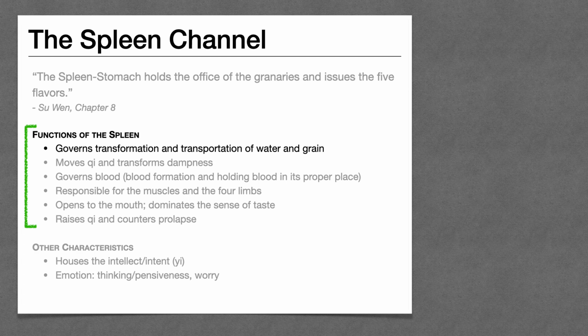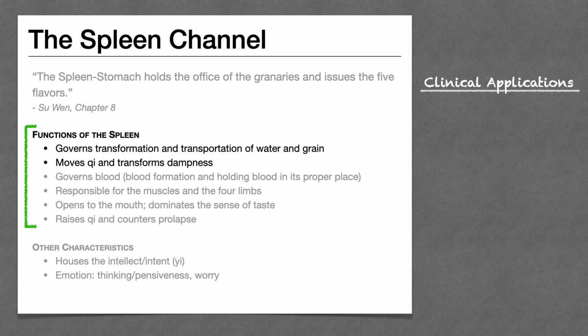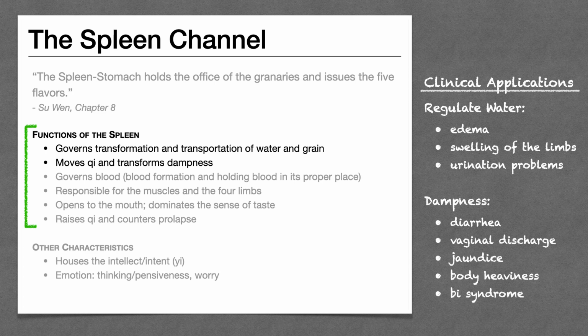And next we say the spleen moves qi and transforms dampness. This is really just another aspect of the spleen's function of transformation and transportation. Not only does the spleen transform and transport the essence of food, it also transforms and transports water and dampness. So clinically, we can use points on the spleen channel to regulate the water passages, treating things like edema, swelling of the limbs, or urination problems. And also for transforming dampness for things like diarrhea, vaginal discharge, jaundice, body heaviness, or even bi syndrome, which usually has a component of dampness to it.